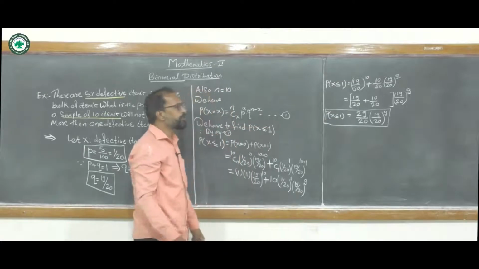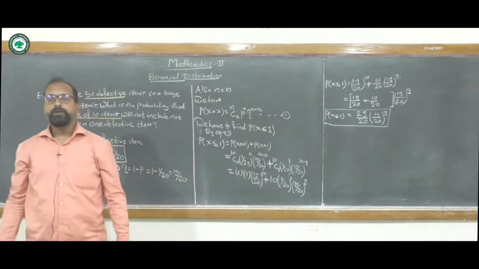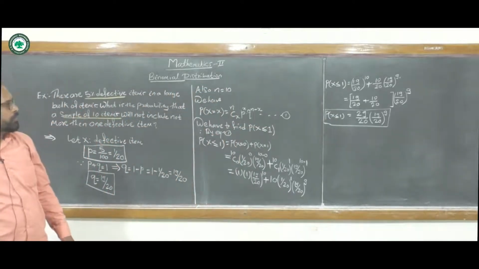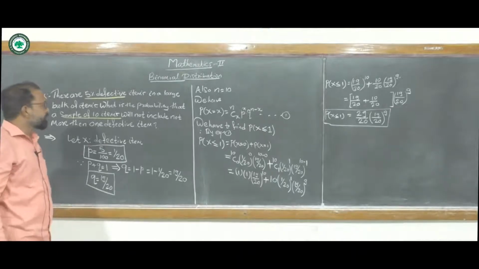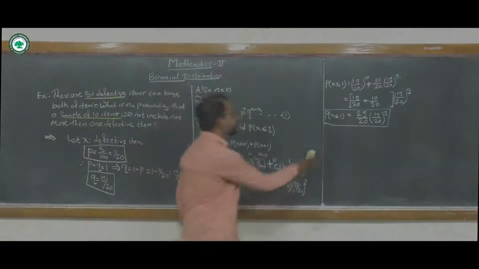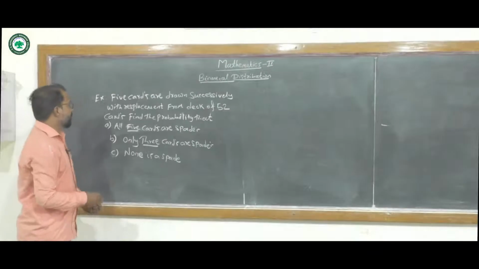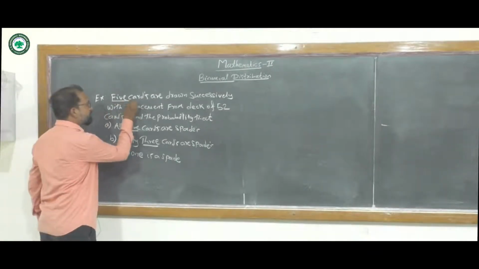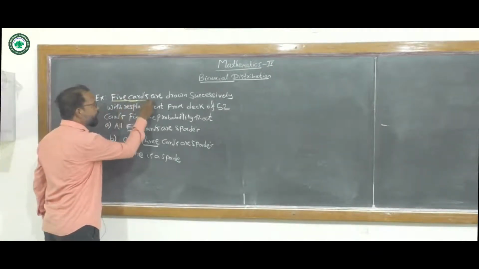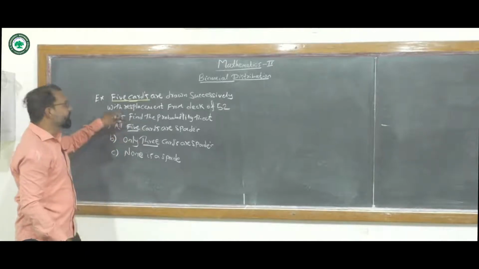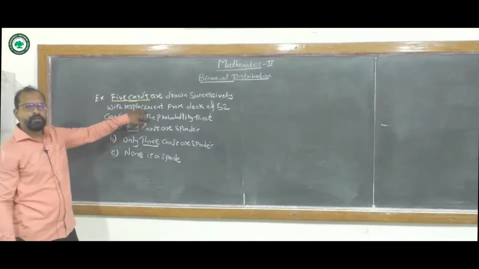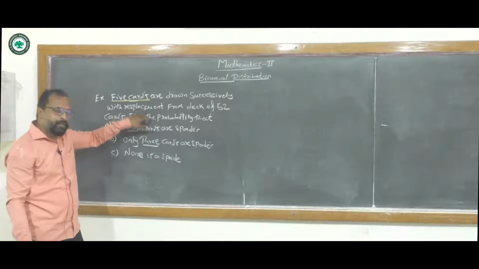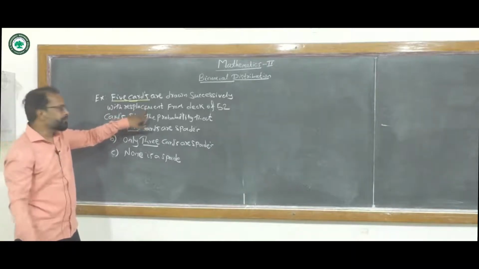Not more than one means less than or equal to one defective item. Now we see the next example. Now see here, we draw 5 cards successively with replacement. Means we select one card, replace it into the deck, then we select the next card.